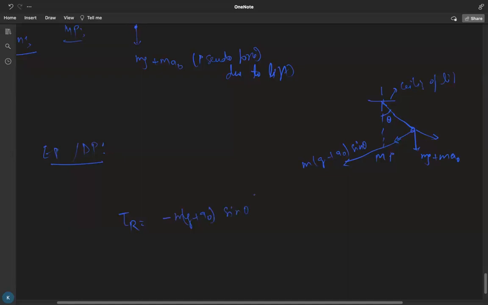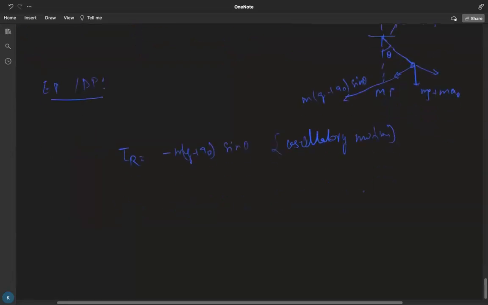We all know that this motion is oscillatory, and we have to consider angular simple harmonic motion. In angular simple harmonic motion, the restoring torque has to be a linear function of angular displacement. So we use an approximation: theta is less than 4 degrees. When you do so, our restoring torque is equal to minus m(g plus a naught) L theta.